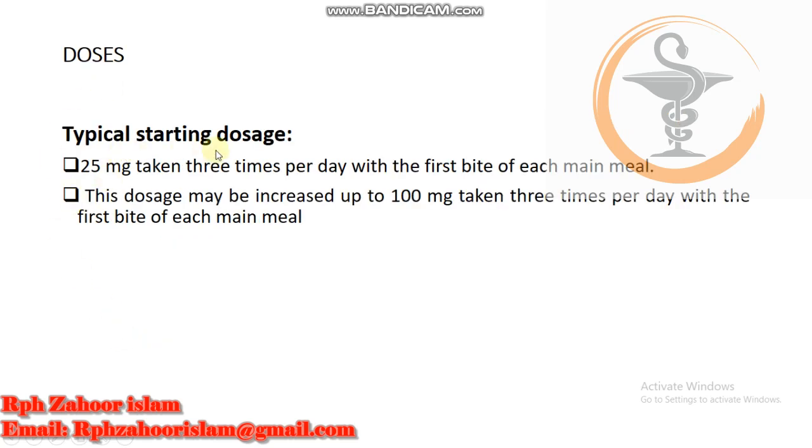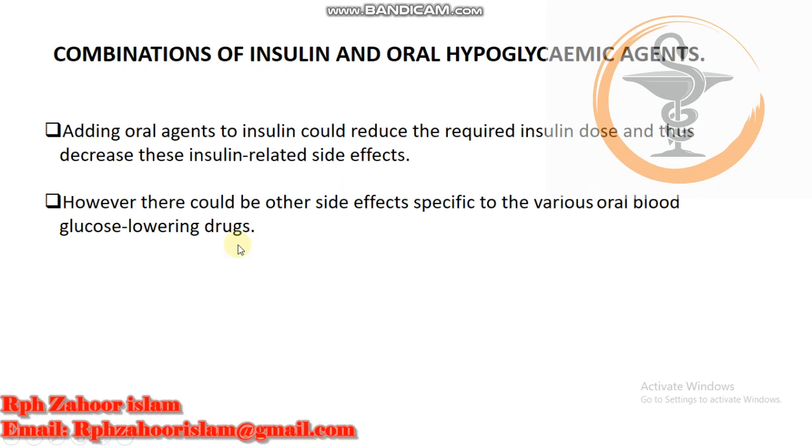The typical starting dose is 25 milligram taken 3 times per day with the first bite of each main meal, and this dosage may be increased up to 100 milligram taken 3 times per day with the first bite of each main meal.